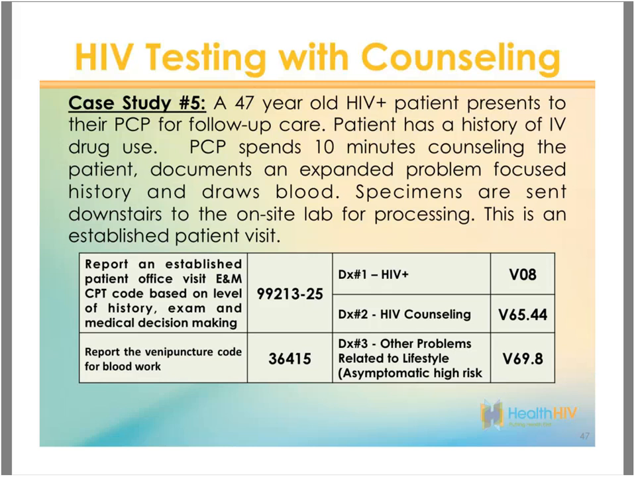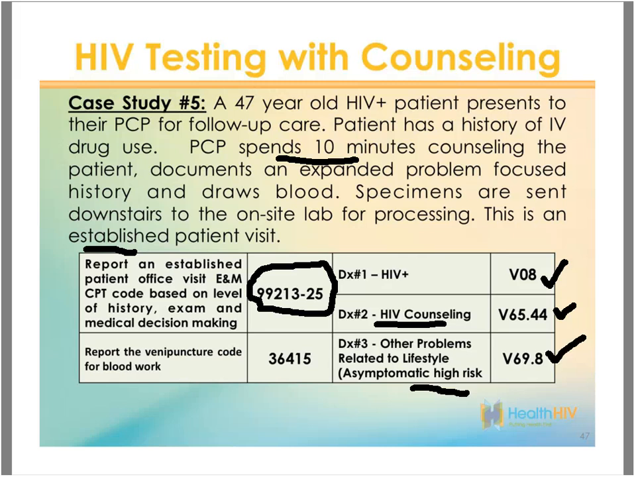The difference is the payer advises that the physician should use the established patient visit codes. So the patient was counseled for 10 minutes. This is an established patient. Bloods were drawn, and the diagnoses changed a little. Patient is HIV positive, so the diagnosis V08. They were counseled, V65.44, and this one's asymptomatic high-risk lifestyle, V69.8.